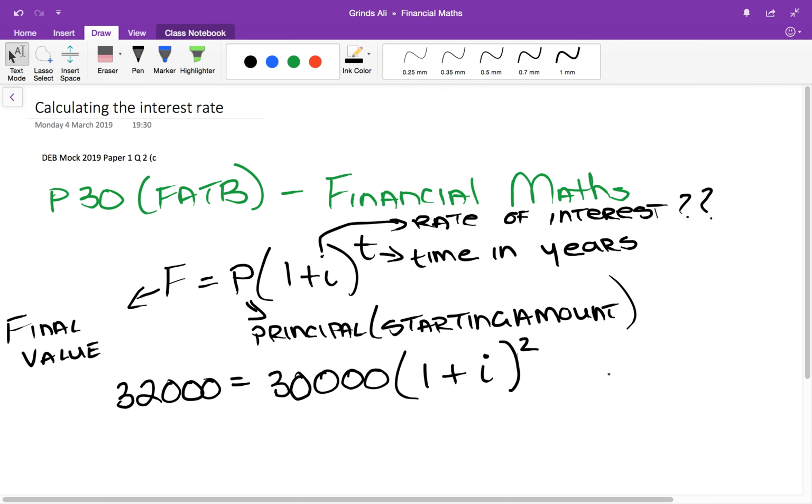Now, not the easiest one to solve in the world. So, we're trying to isolate this i here. That means we need to move the 30,000, we need to move the squared, and we need to move the 1. Okay, so the first thing we're going to get rid of is the 30,000. We do that by dividing by 30,000, because that'll cancel it. Now, if we divide by 30,000 on the right, do it on the left. Exactly.